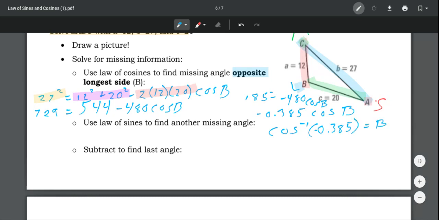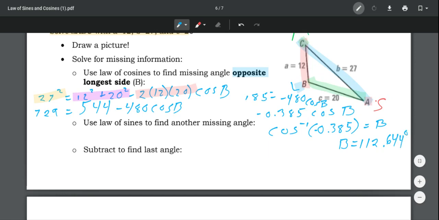So if I plug that in my calculator, and I do second cosine, because second cosine gives you that inverse cosine, and you have negative, so we said negative 0.385, you should get B to be 112.644 degrees.